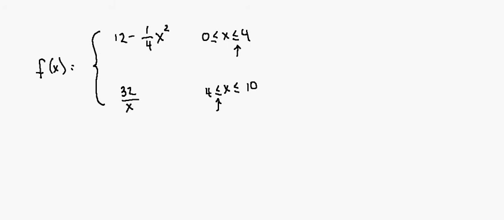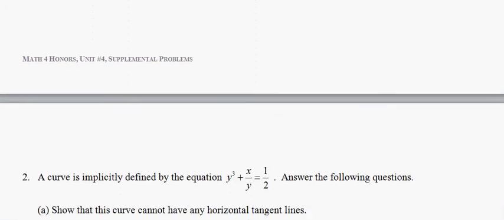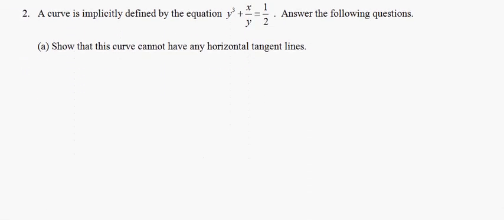All right, let's go on to the next problem. In the next problem, we have a curve that is implicitly defined by the equation y cubed plus x divided by y equals 1/2.